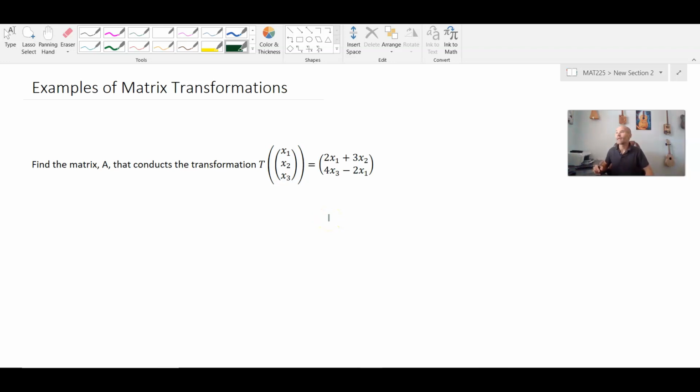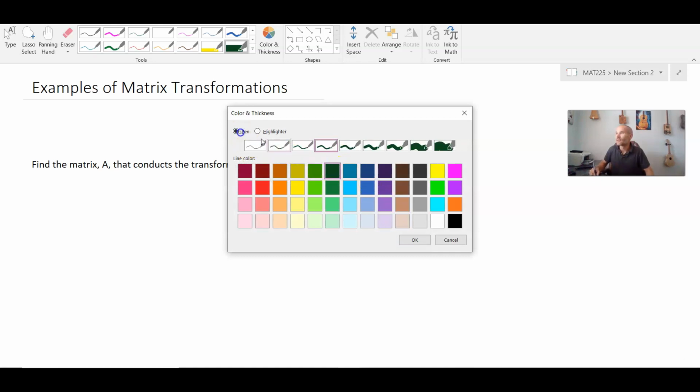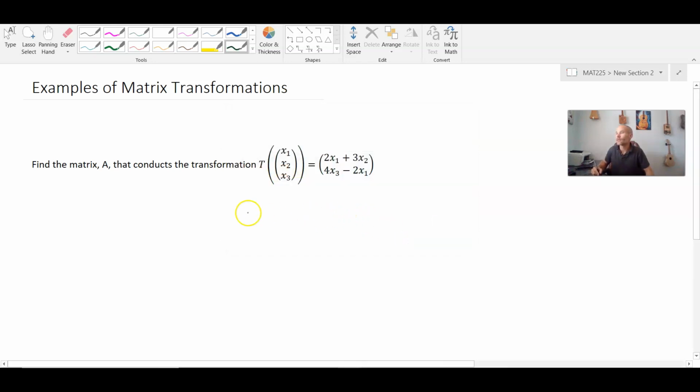In this video, we're going to take a look at some examples of transformations and how we build matrix transformations for a variety of different transformations. So we're going to take a look at, first of all, a situation where we're going to take a three-dimensional vector as an input. And what we're going to output is a two-dimensional vector. So in this case, our transformation is a mapping from R3 into R2.